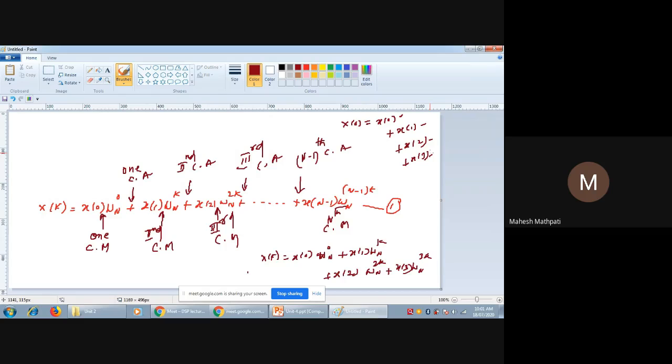Next you write. Hence we require n minus 1 complex additions for one value of k, and n complex multiplications for one value of k. Next point you write.